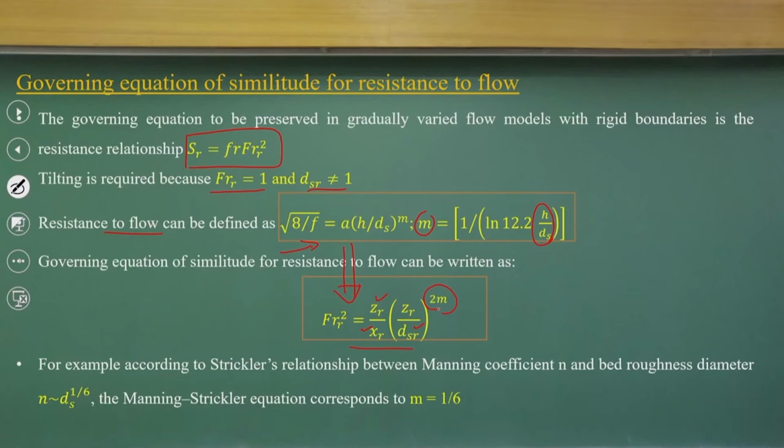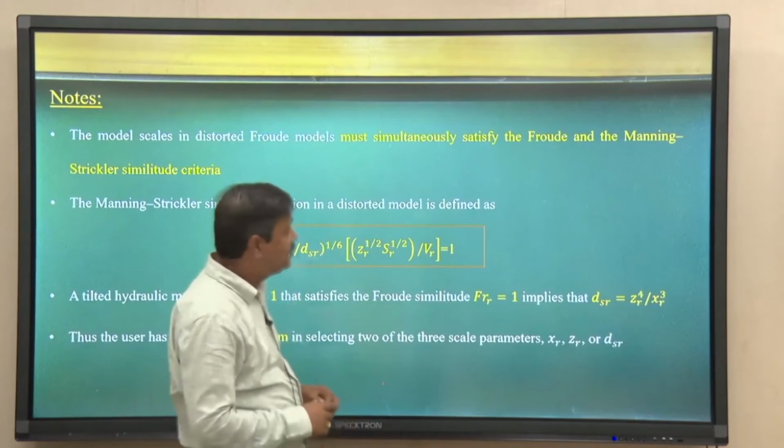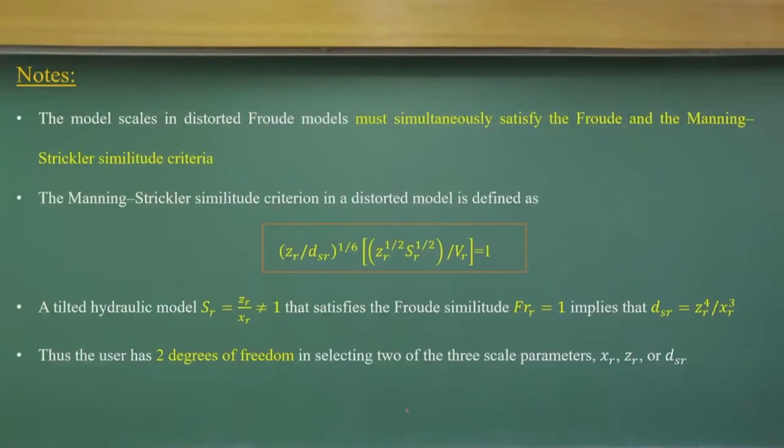This m, when you talk about the Manning-Strickler equation, this m is equal to 1 by 6. If you remember the Manning-Strickler equation, we define n as a function of dx to the power 1 by 6. That is the power exponent, which is m equal to 1 by 6. So, instead we can use m equal to 1 by 6. In that case you will have three criteria. Okay. Just try to understand. So, you have three criteria. That means it must satisfy the Froude number and the Manning-Strickler similitude criteria.